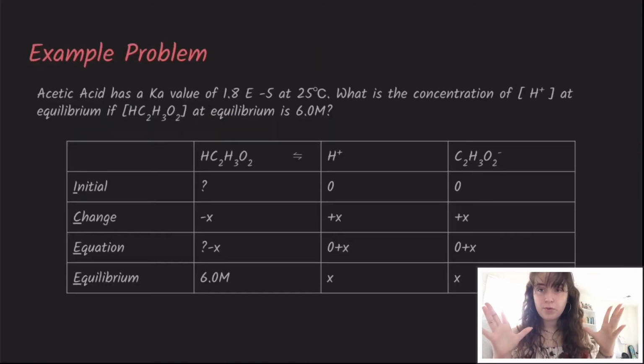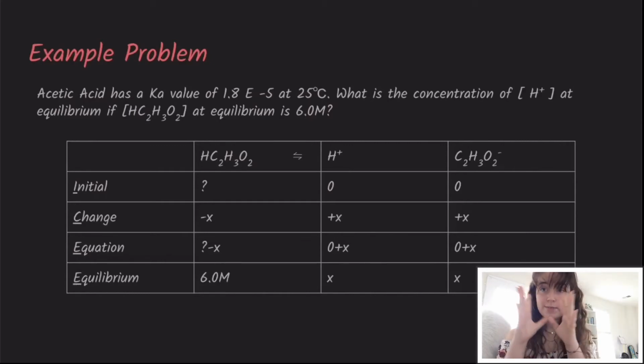First, write your table. Do the ICE acronym down the side. I just wrote it out because it helps you visualize it more. And on the very top, write out the dissociation equation. So there's going to be 3 columns. And then you fill it in. For the initial, I don't know what the initial concentration of acetic acid is. They don't give it to me. So I put a question mark. And knowing that we only start with acetic acid, I put the initial concentration for the products at 0.